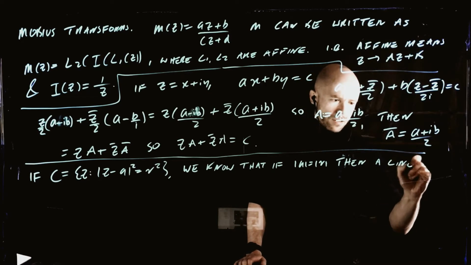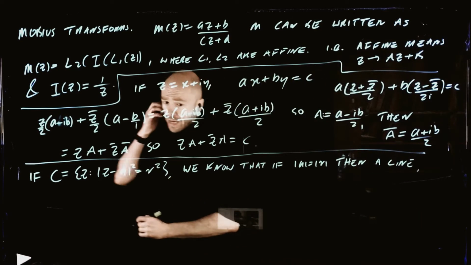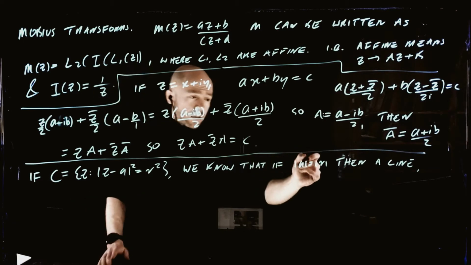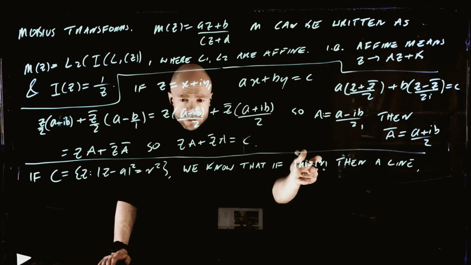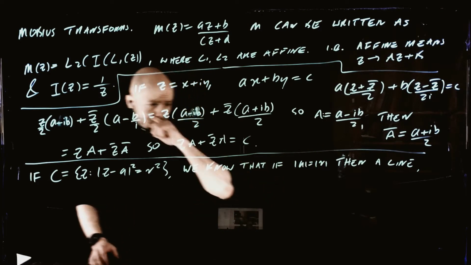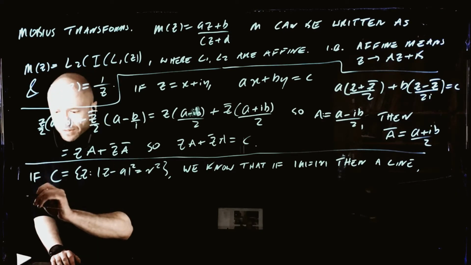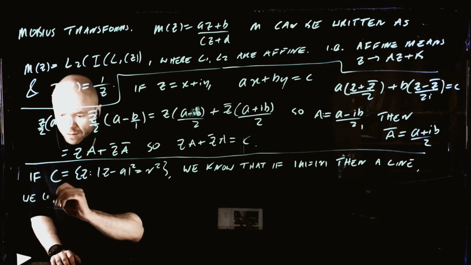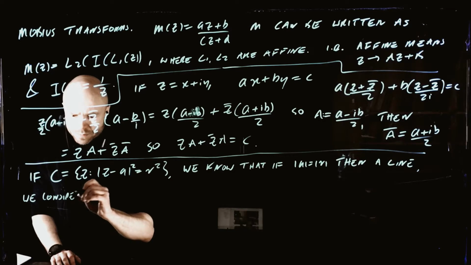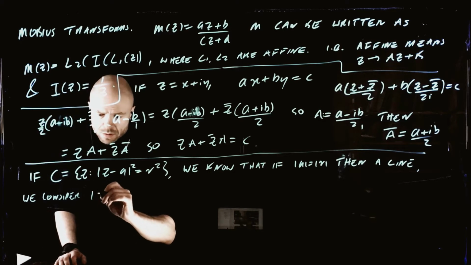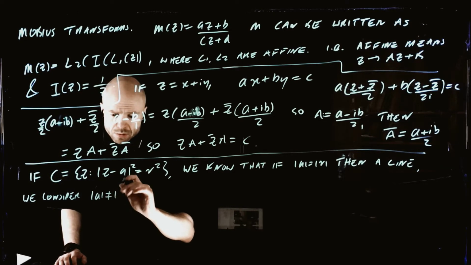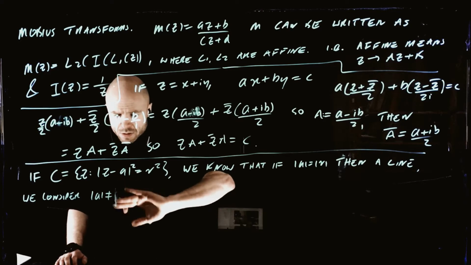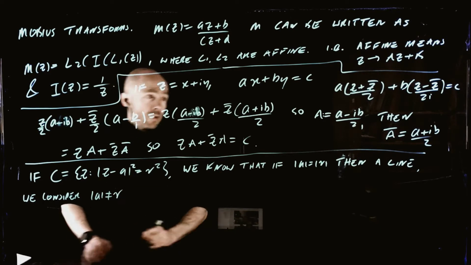A line, right? And so we're going to consider the case when this is not actually true, to see what is more general. So we consider mod A is not equal to R itself. So the circle is not going through 0, right?